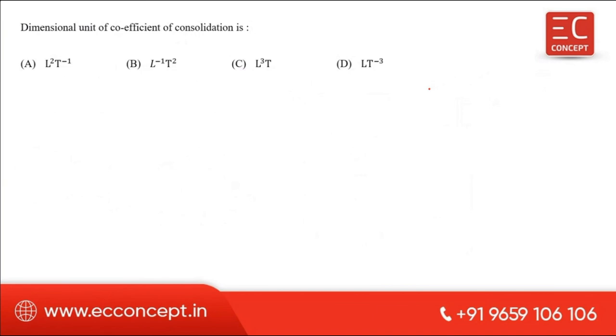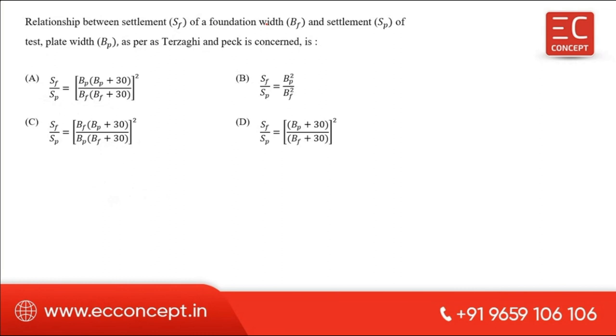So the next question is the dimensional unit of coefficient of consolidation. We know that the time factor is equal to CV into T divided by drainage path squared. Now we can write CV is equal to Tv D square by T. Tv is a dimensionless factor. What is the D square unit? Meter square. What is the T? Second. What is the dimension for meter square? Length square. What is the dimension for second? T minus 1. Therefore, the dimension of coefficient of consolidation is L square T minus 1. Understood?